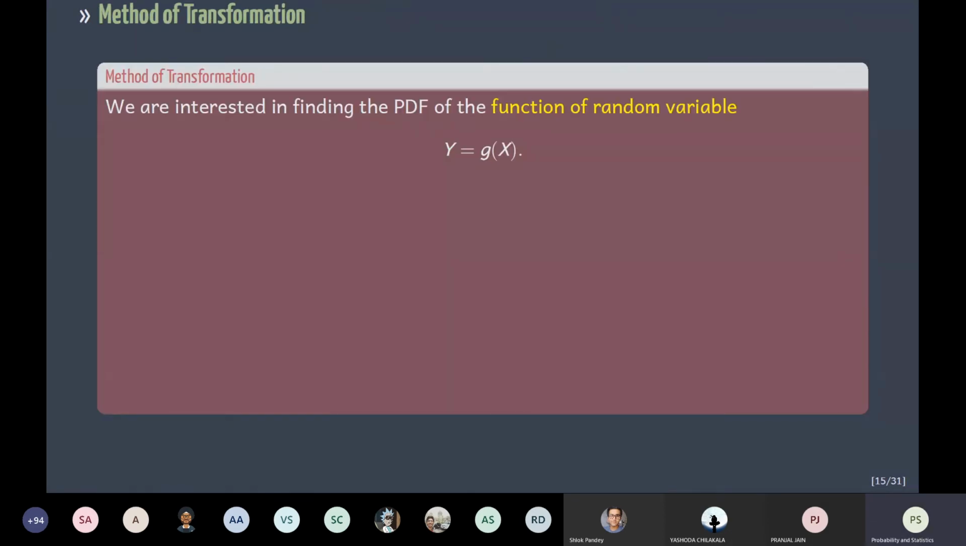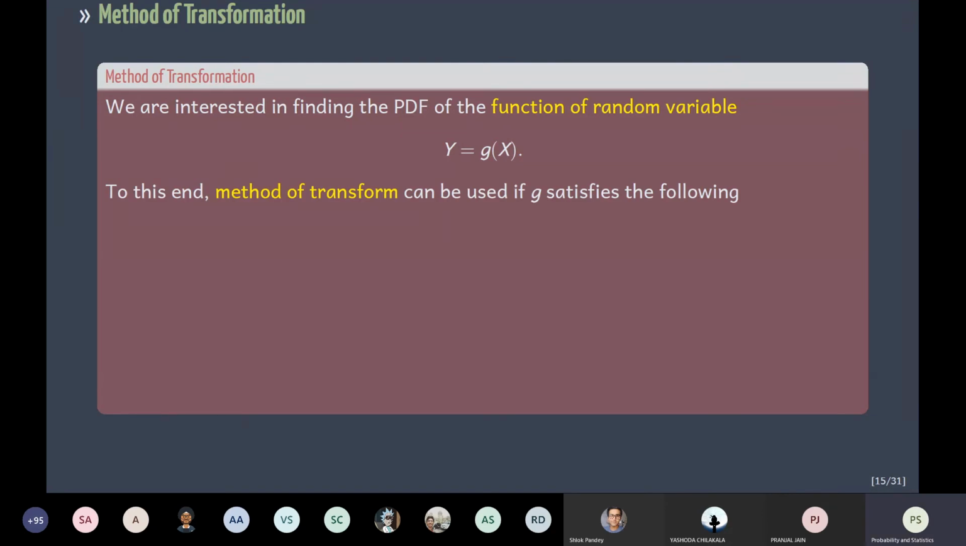Now there is something called the method of transform, which is a formula to compute the PDF in a faster way, but it has some requirements. So now we want to discuss the method of transform, and this applies to a function of a random variable. Given the PDF of a random variable X, how can you quickly obtain the PDF of a function of the random variable? In other words, the PDF of Y equals g of X.